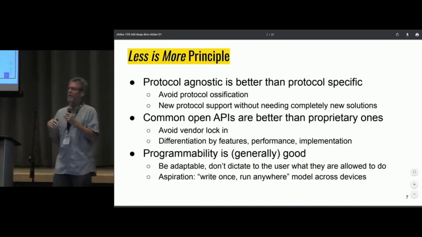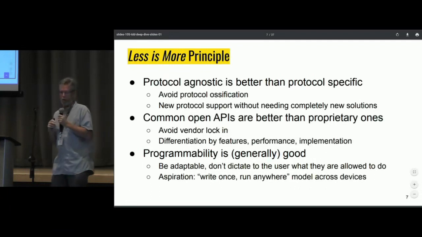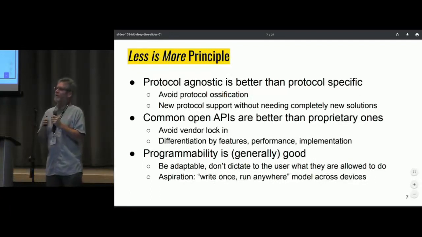In a similar vein, common APIs are better than proprietary APIs. We have a lot of OSs, a lot of NICs. The more common the APIs across those, the easier it is for users to choose different pieces of hardware. This is particularly important in that we want to avoid the concept of vendor lock-in, which is where a vendor, whether purposely or inadvertently, controls the API such that it's really difficult for the user to change the vendors that they're using. The third point is that programmability is good.